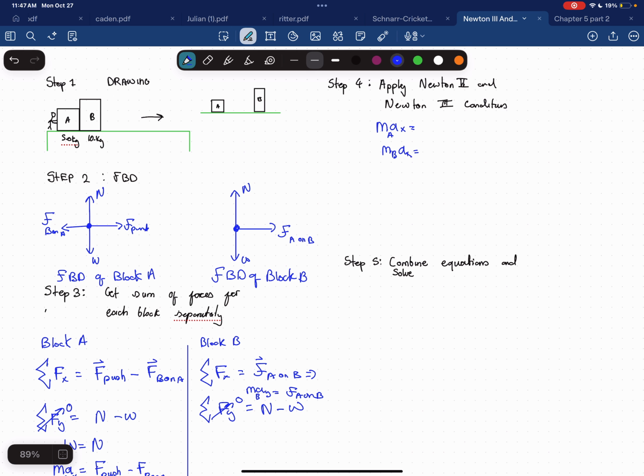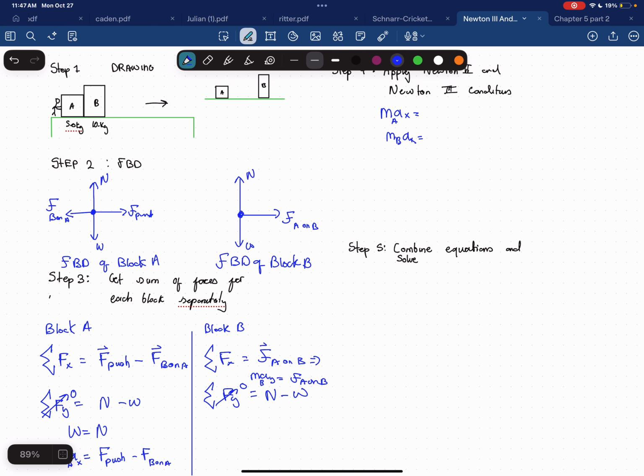Yes. So m_A a is equal to F of B on A, and m_B a is equal to F push minus F of B on A.